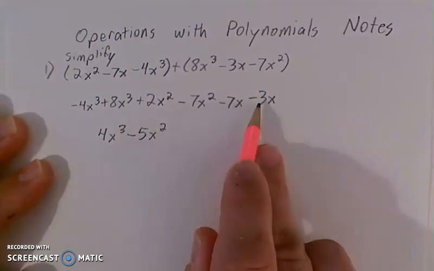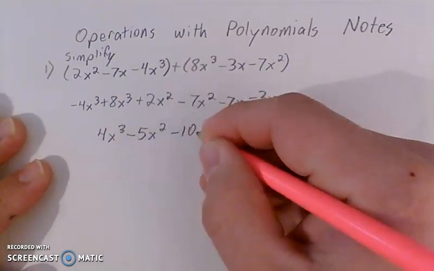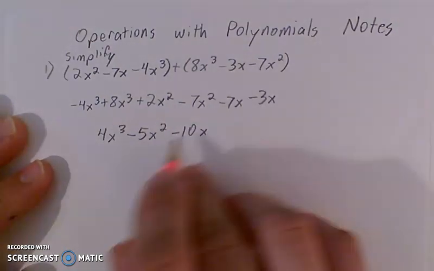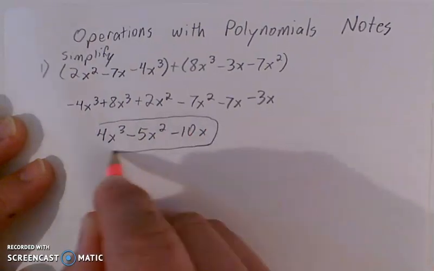And then negative 7x minus 3x. Negative 7 minus 3 is negative 10. And then it's x to the first still. There were no constants out here to the end. So you just got to match up terms with these kinds of problems. Don't forget how to do that.